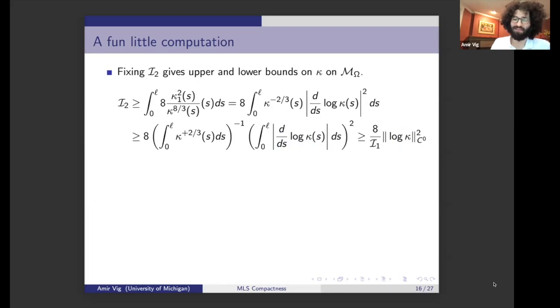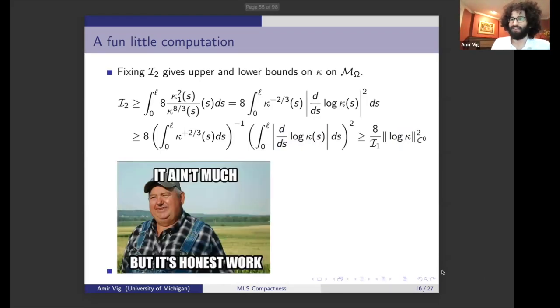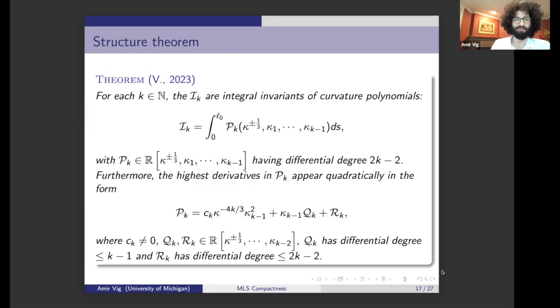I mean, I had really so much fun playing with these invariants. So this is kind of how I felt about myself after doing this invariant. It's not much, but it's honest work. Okay, the other ones are more difficult. So can we show that this structure that we saw in the first four invariants persists for higher order invariants? And the answer is yes. So this is a theorem that I showed last year.